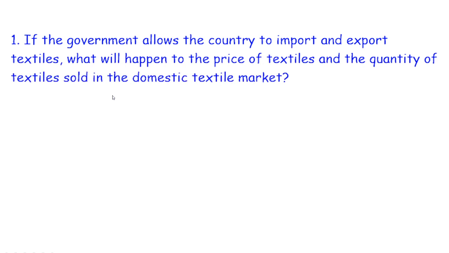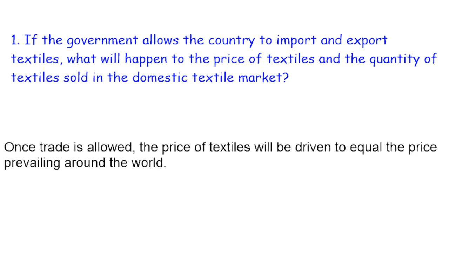So a couple of questions. If the government allows the country to import and export textiles, what will happen to the price of textiles and the quantity sold in the domestic textile market? Right? The answer is, once trade is allowed, the price of textiles will be driven to the equilibrium price. So it's either going to go up, which is going to benefit the producers, or the price is going to go down, which will benefit the consumers. And if the price goes up, we're going to export. If the price goes down, we're going to import.